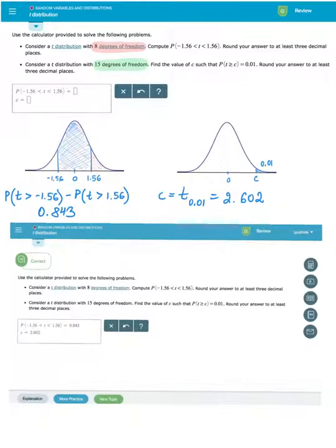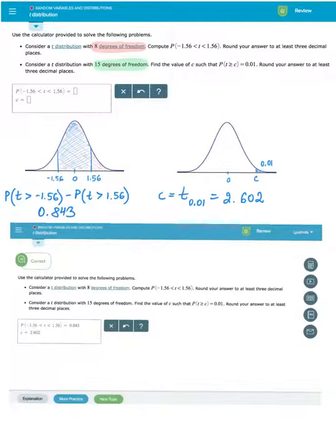Here is another example. Again, in the first case, we will be given 2 t values and we would like to compute the area between them. And in the second example, we will be given the area and we would like to find the corresponding t value that separates that area from the rest of the curve.